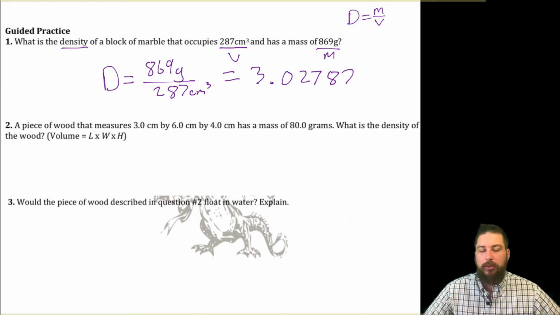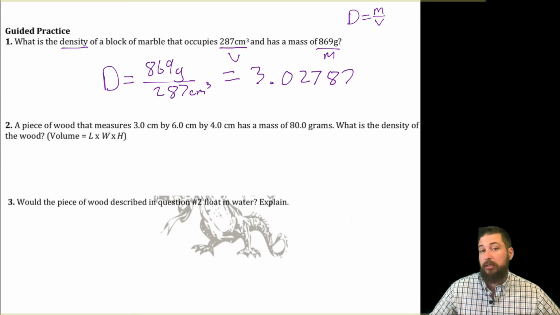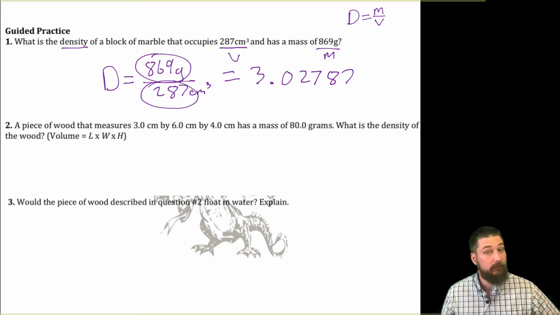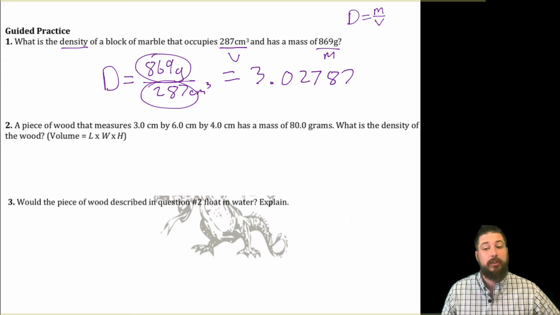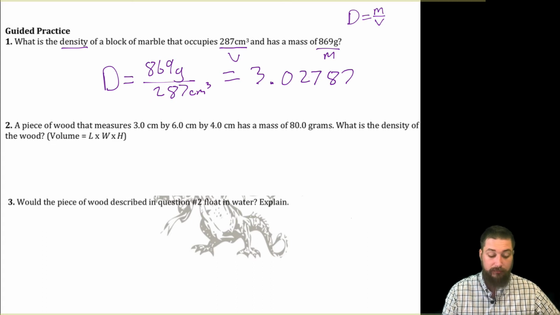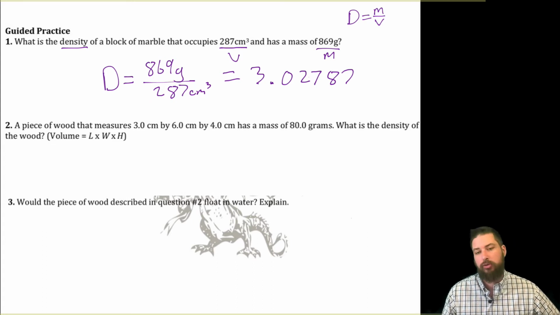However, whenever we're doing any calculations, we need to consider significant figures. And when multiplying or dividing, what we care about is the number of significant figures that a number has. This right here has 3 significant figures. This right here has 3 significant figures. And so because they both have 3 significant figures, the answer needs to have 3 significant figures. If for some reason one of them only had 2, then the answer could only have 2. So it's whichever one has the fewest number of significant figures.